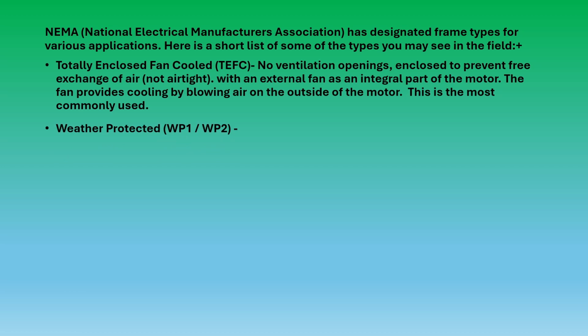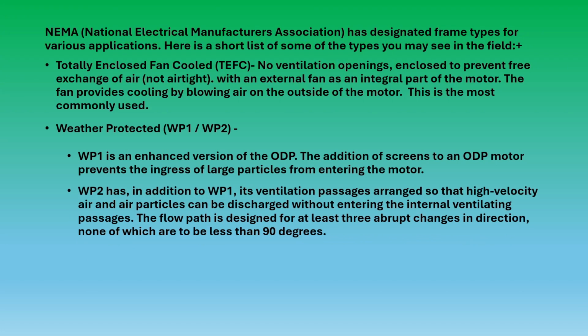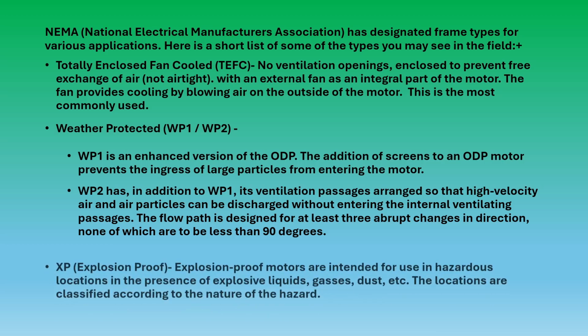Weather protected, WP1, WP2. WP1 is an enhanced version of ODP, which is the open drip proof. The addition of screens to an ODP motor prevents the ingress of large particles from entering the motor. WP2 has, in addition to WP1, its ventilation passages arranged so that high velocity air and air particulates cannot be discharged without entering the ventilating passages. The flow path is designed for at least three abrupt changes in direction, none of which are to be less than 90 degrees.